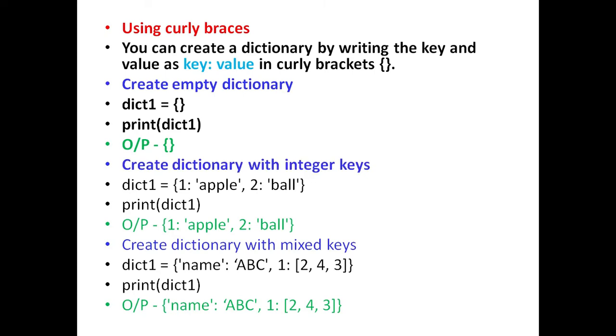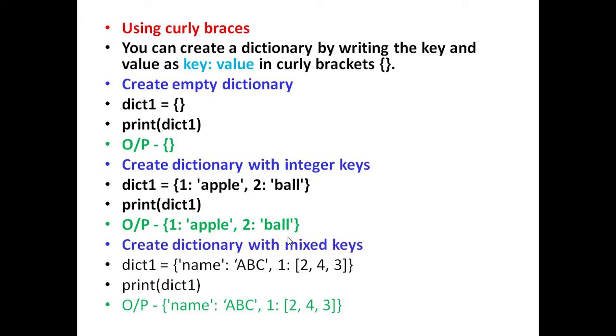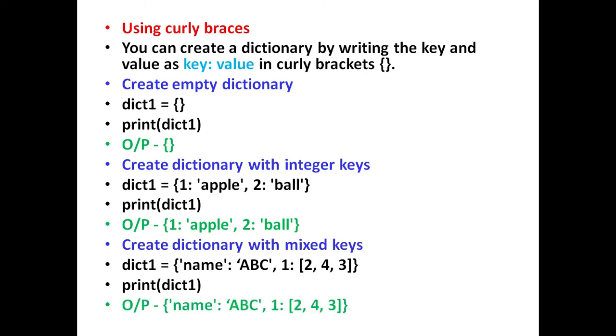We can create a dictionary with integer keys. For example, dict1 equal to {1: 'apple', 2: 'ball'}, where 1 is a key and apple is a value. And when we print it, it will give the output 1 apple, 2 ball. We can create a dictionary with mixed keys. For example, dict1 equal to {'name': 'ABC', 1: [2, 4, 3]}. Here 1 is a key and 2, 4, 3 are values. And when we print it, it will give the output name ABC and 1, 2, 4, 3.